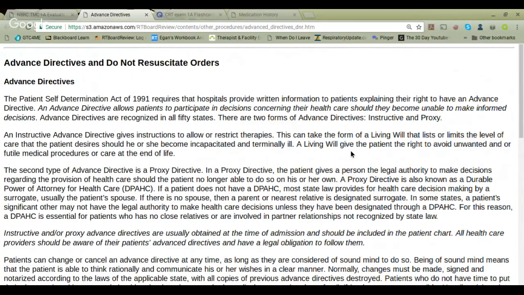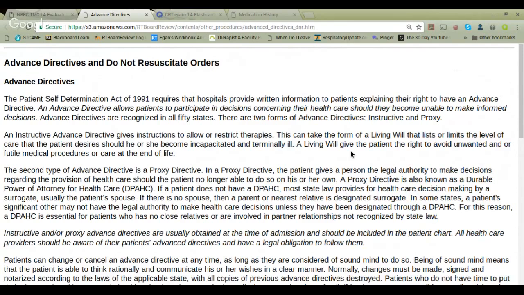The second type of advance directive is a proxy directive. In a proxy directive, the patient gives a person the legal authority to make decisions regarding the provision of healthcare should the patient no longer be able to do so on his or her own. A proxy directive is also known as a durable power of attorney for healthcare, DPAHC. If a patient does not have a DPAHC, most state law provides for healthcare decision-making by a surrogate, usually the patient's spouse. If there is no spouse, then a patient's nearest relative is designated surrogate.